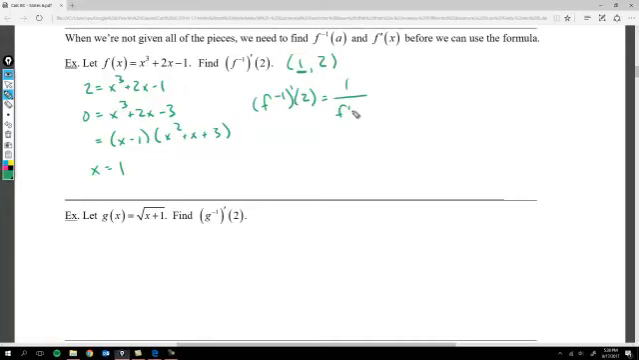Which means that f inverse prime of 2 is equal to 1 over f prime of 1. I don't know what f prime of 1 is, so let's find it. I need to know what f prime is first of all. So let's evaluate f prime, which is 3x squared plus 2. And all I need to do is plug in 1. So I end up getting 5.